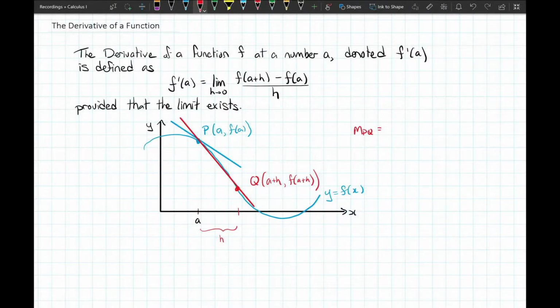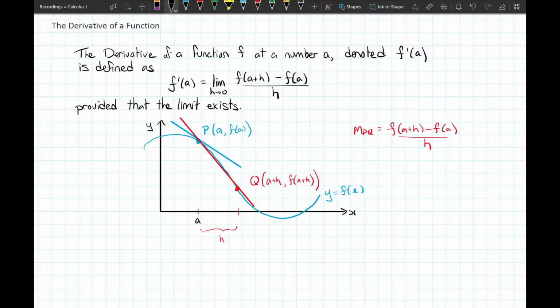And remember, m_PQ is just the slope from P to Q, which is y2 minus y1 divided by x2 minus x1. Now that's just going to be a plus h minus a, which is where we get a difference of h. And that part there is actually just the difference quotient. And as we take the limit as h approaches 0, we move Q closer to P, and we get the slope of the tangent line.